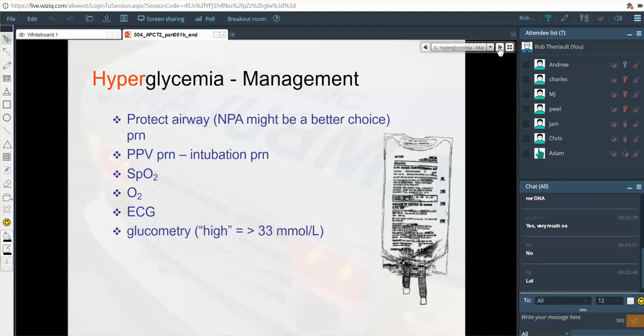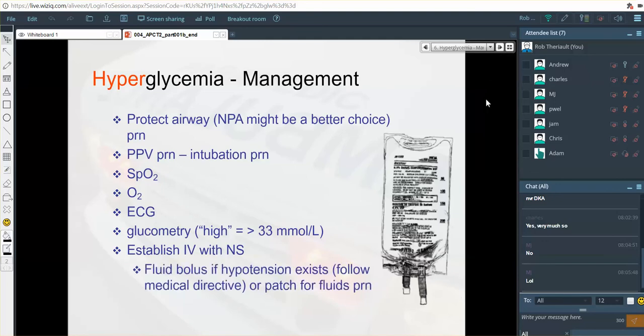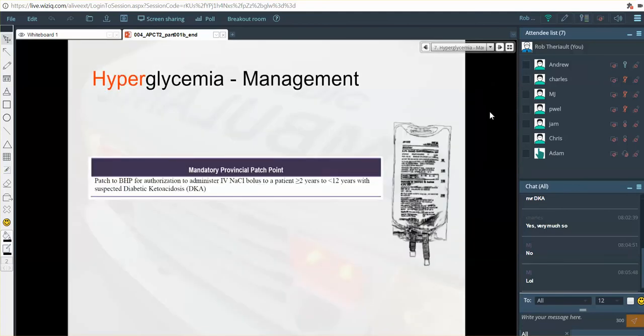So glucometry readings, typically when they hit about 33 millimoles per liter, will just register high with most pre-hospital glucometers. So we need an IV access, ideally a large bore IV. We can give fluids for hypotension. Certainly, we just follow the medical directives. Otherwise, we should be patching for fluids for these patients. And in terms of kids, it's recommended that we patch for IV fluid bolus in kids between the age of 2 and 11 for suspected DKA.